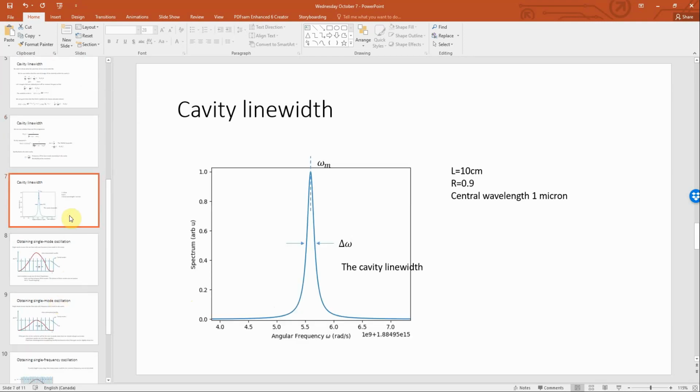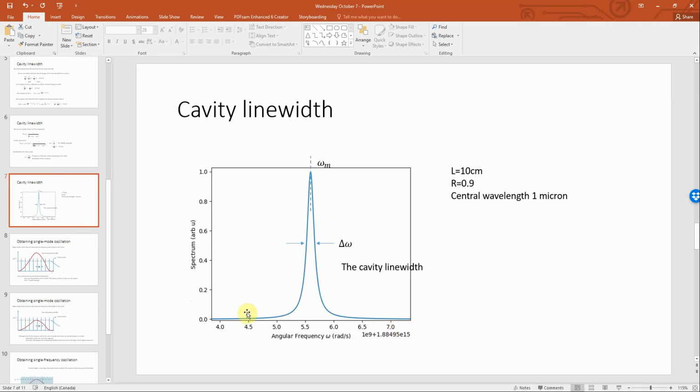Okay, so let's visualize this. So as we said, there's going to be this bandwidth of this cavity mode. And so as you can see here, I've plotted this in Python, and this is really, really small. So this is on the order of, we have this optical mode, which is something like 2 times 10 to the 15.